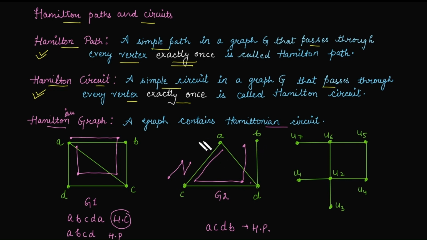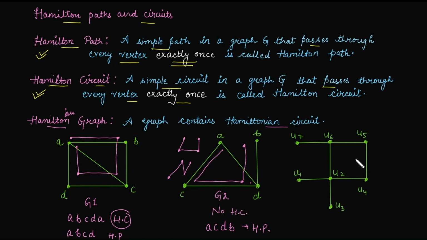Let's start from the vertex B. From B, then D, then C, C to A. Now we cannot move back to B. And if you try to come back to D, in that case it is not a Hamilton path, because in a Hamilton path we need to cover each and every vertex exactly once, and in this case you are repeating the vertex D. So the graph G2 has no Hamilton circuit.